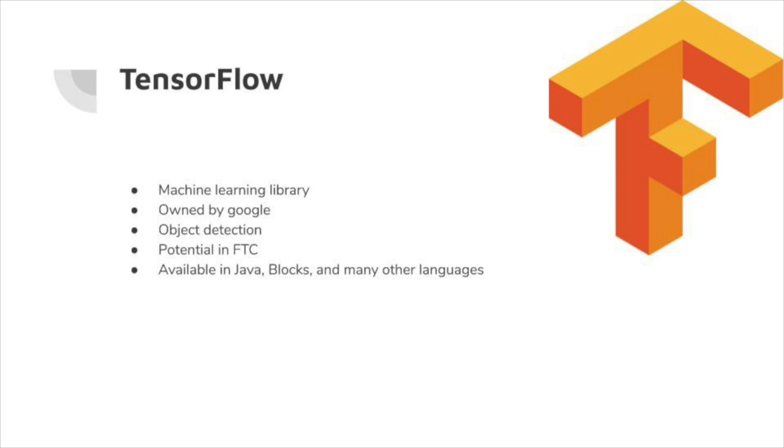An example is TensorFlow. TensorFlow is one of the many machine learning libraries that are out there. It is owned by Google and is capable of doing all sorts of object detection. TensorFlow is most commonly used with Python, but can also be used in many other languages, such as Java and even blocks programming. TensorFlow can also be used in C#.